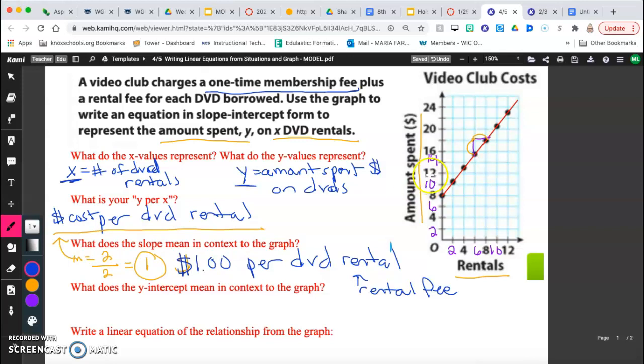So when we're looking at what's the beginning value, that's where your line begins on this graph. And it begins where? Where does our line begin here?